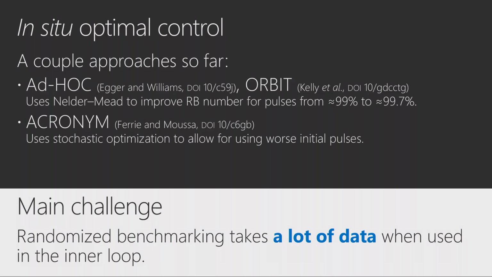ACRONYM improves on this by using stochastic optimization instead, because when we estimate our randomized benchmarking parameters, it's just that, it's an estimate. There's some noise left. And so using a stochastic optimization algorithm instead means we can start from a much worse starting point to get to where we want.